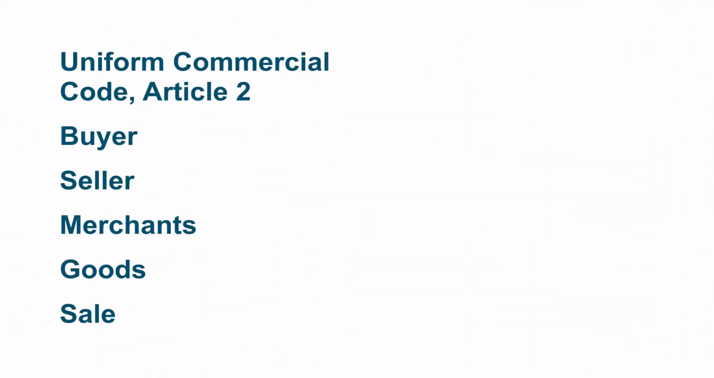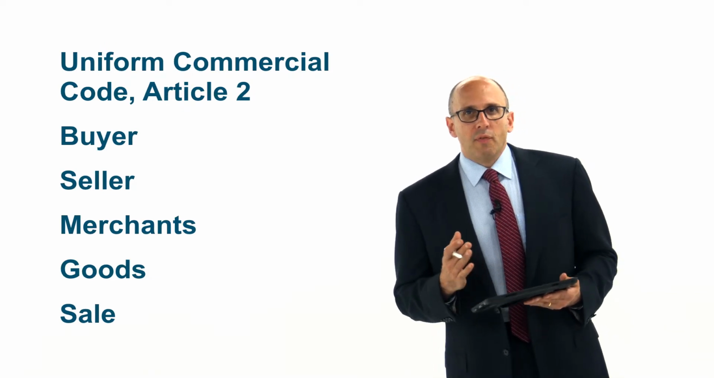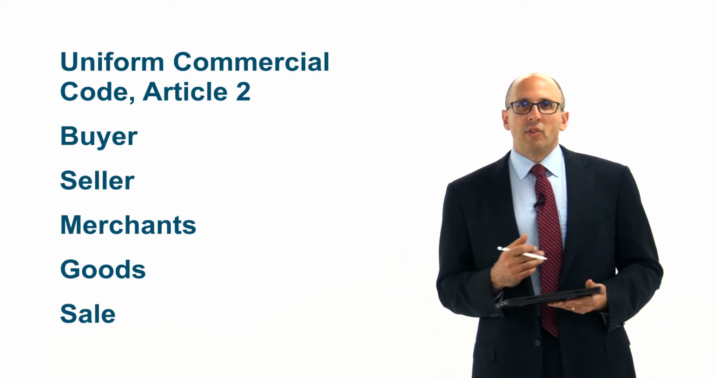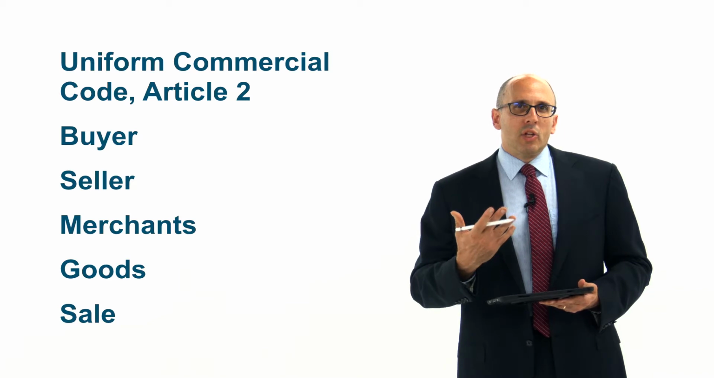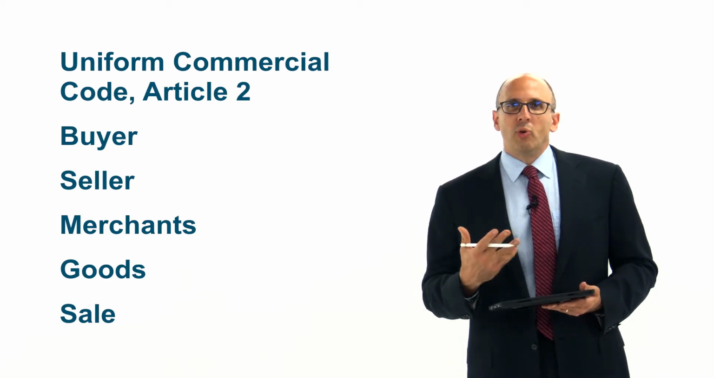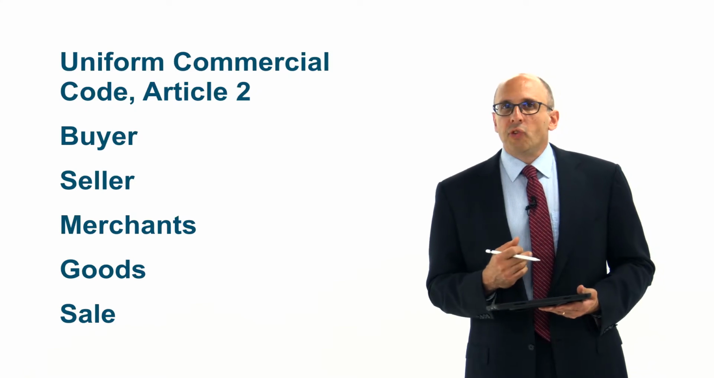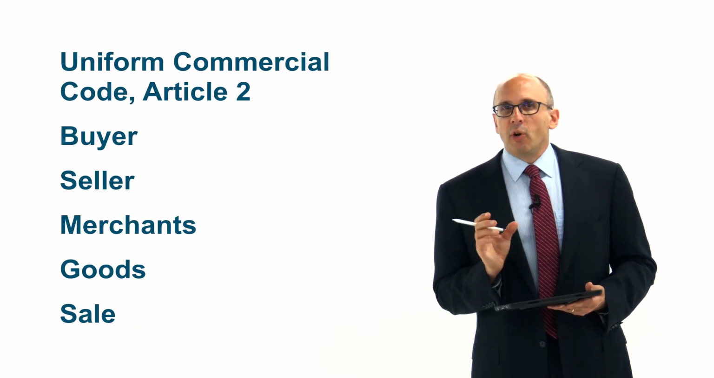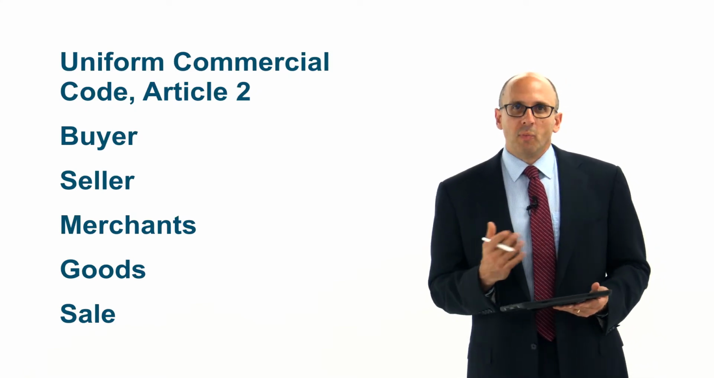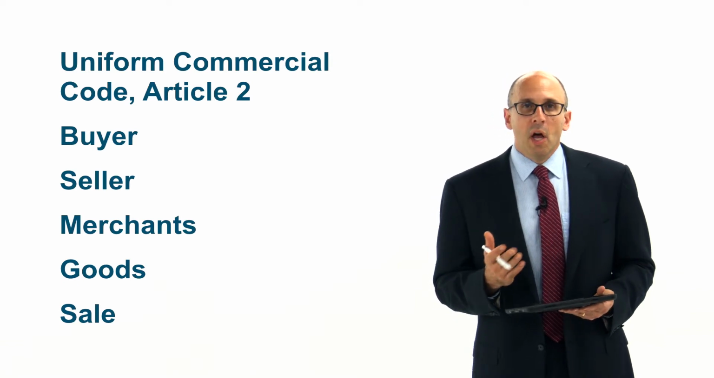So we're going to start by just looking at the terms that are in the Uniform Commercial Code Article 2 involving sales in particular. First of all, just as I said a minute ago, Uniform Commercial Code Article 2 is what governs sales, and so that particular article has its own definitions, and we just need to make sure that we're clear on what they are.